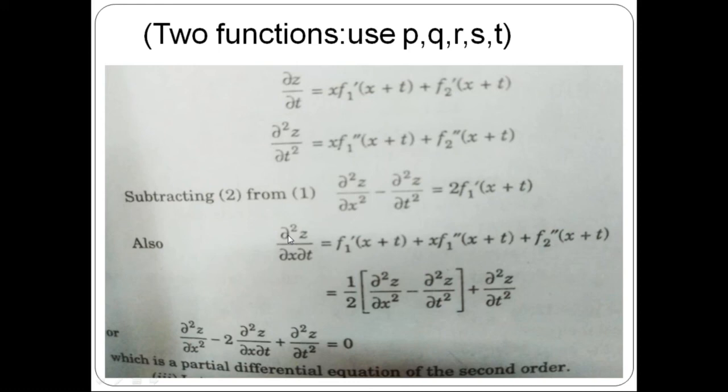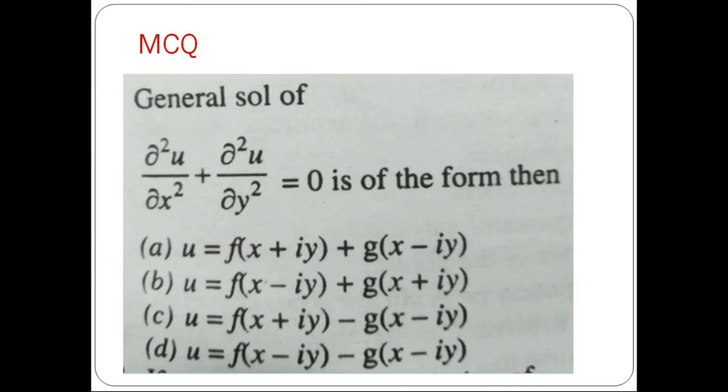In second order derivatives, we have three: with respect to x square, with respect to t square, and x and t. By checking all three equations, we can eliminate F1 dash and F2 dash. I just subtract these two equations, I get only F1 dash, so I need to delete F1 dash now. If I differentiate with respect to x as well, it is ∂²z/∂x∂t. It means in this question you have to evaluate ∂²z/∂x², ∂²z/∂t², and ∂²z/∂x∂t, and you will be able to find the required partial differential equation.